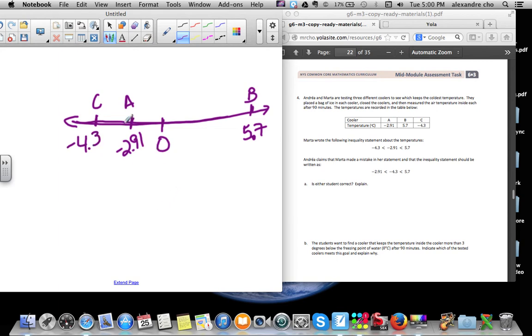They wanted to be 3 degrees less than 0. Okay, and let's make that barrier right here. This is negative 3. So this cooler is definitely not 3 degrees less than 0. This cooler is definitely not. It's close to, but definitely not 3 degrees less than 0. And the only cooler that is more than 3 degrees less than 0 is cooler C, which is at negative 4.3. So the one I want to buy is that cooler. Okay?